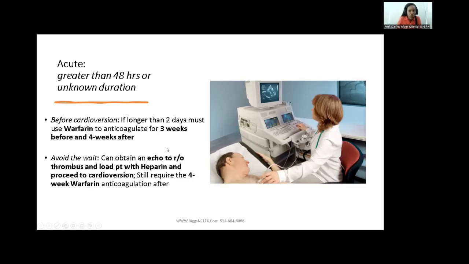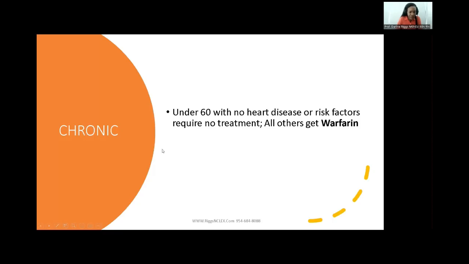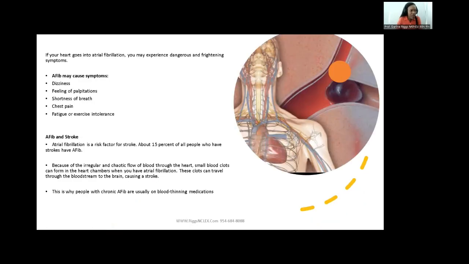Now if it's chronic, and if the client is under 60 years old and there's no history of prior heart disease or risk factors, there's not much we do. We just keep the blood thin. Yeah, we treat signs and symptoms. So pay attention to the age of your client and their risk factors, and so that would differ from client to client.